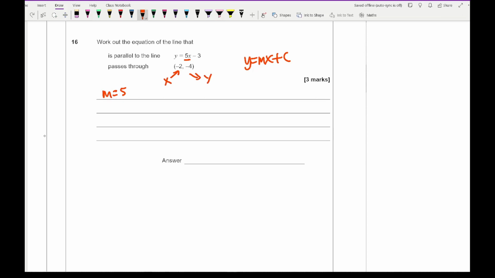So what we've got so far is that minus 4 equals m, which is 5, times x, which is minus 2, plus c. So I've got minus 4 equals minus 10 plus c.